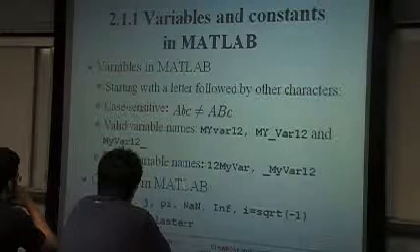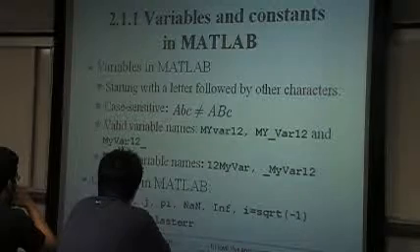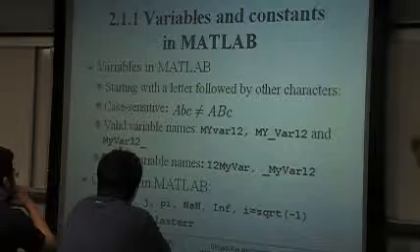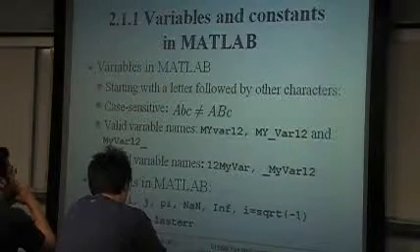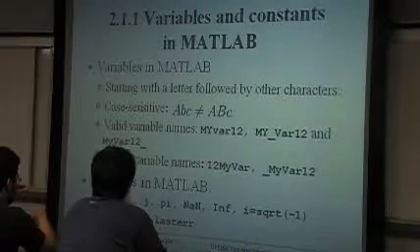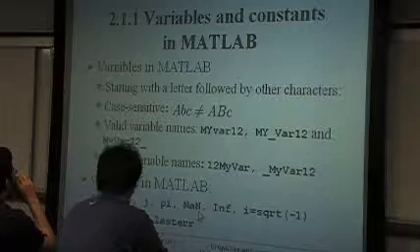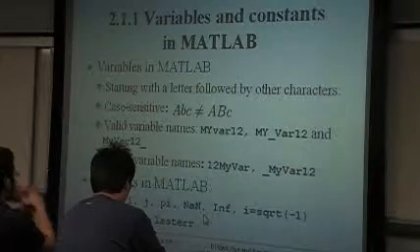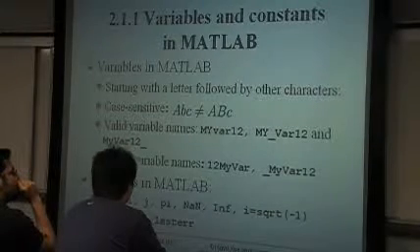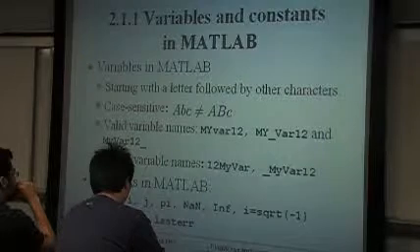And also there are two interesting constants. The first is Inf for infinity. If you use 0 as the denominator, then you can get infinity. Sometimes you get minus infinity. And also you have NaN, which means not a number. If you multiply infinity and 0 together, we may get NaN. And I shall explain them later to you when we meet them.